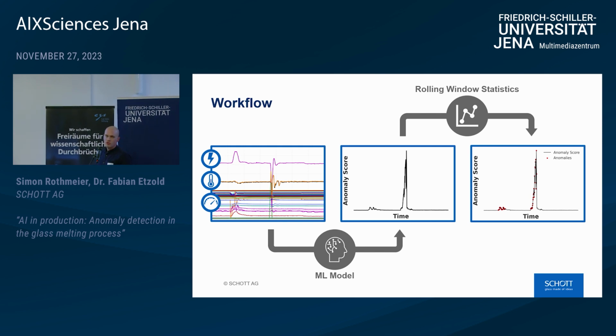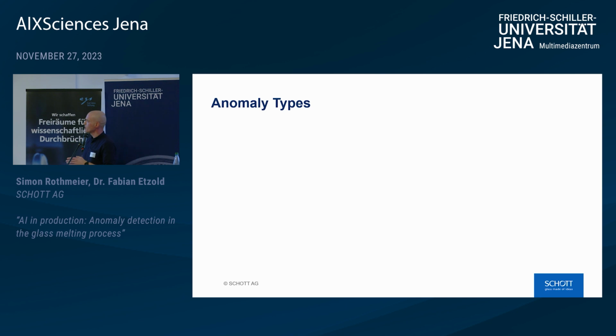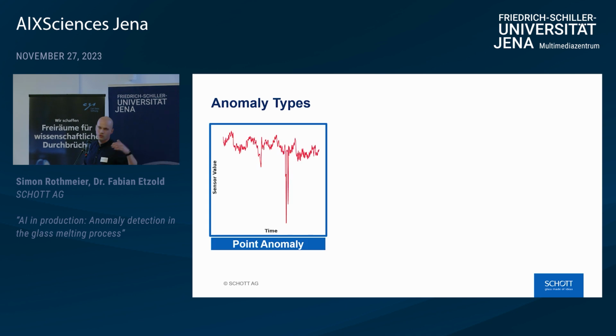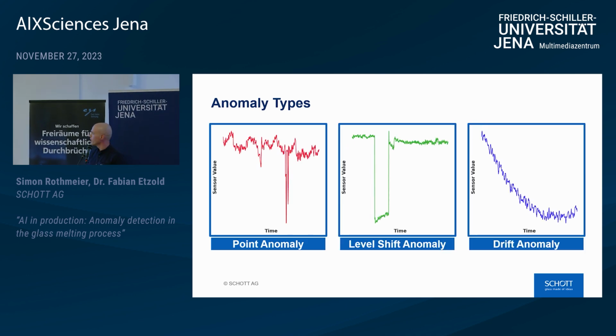There are 3 types of anomalies we are accounting for. There are many more, but those are the most common types in our production lines. So point anomalies, level shift anomalies, and also those slow drifting anomalies when sensors degrade, for example.